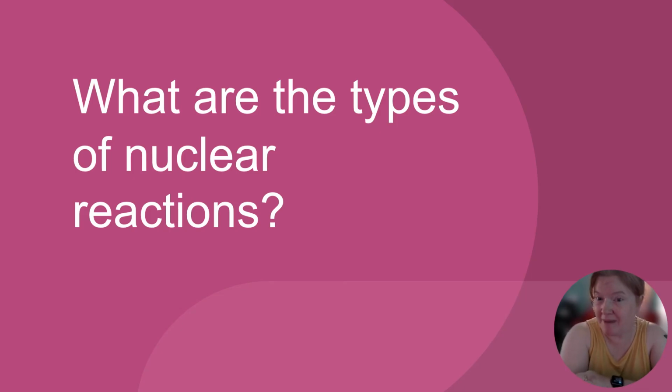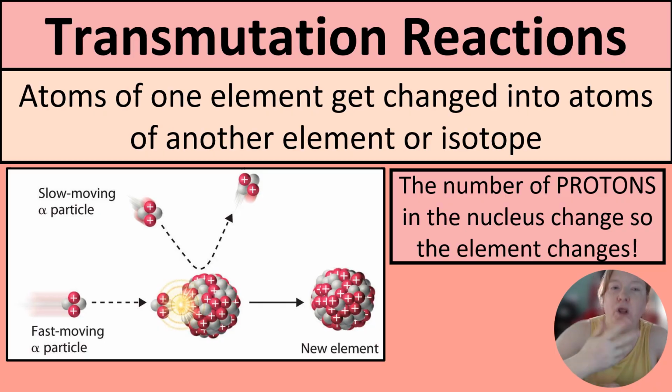So I hinted that there were many types of nuclear reactions, but all of them converted mass into energy. Teeny tiny little bit of mass, but that's enough for it to be a huge amount of energy. So what are the kinds? Well, first we have transmutation reactions.